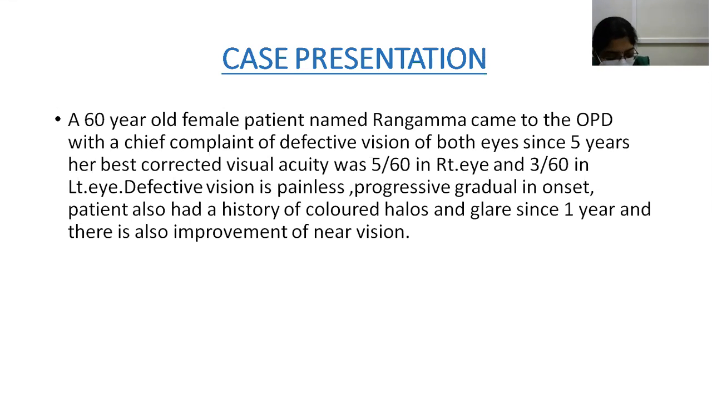How do you test the visual acuity in an individual? What's the procedure you do? Suppose this patient has come, or anybody else with a refractive error will come. How do you test? By using Snellen's chart, we will test.